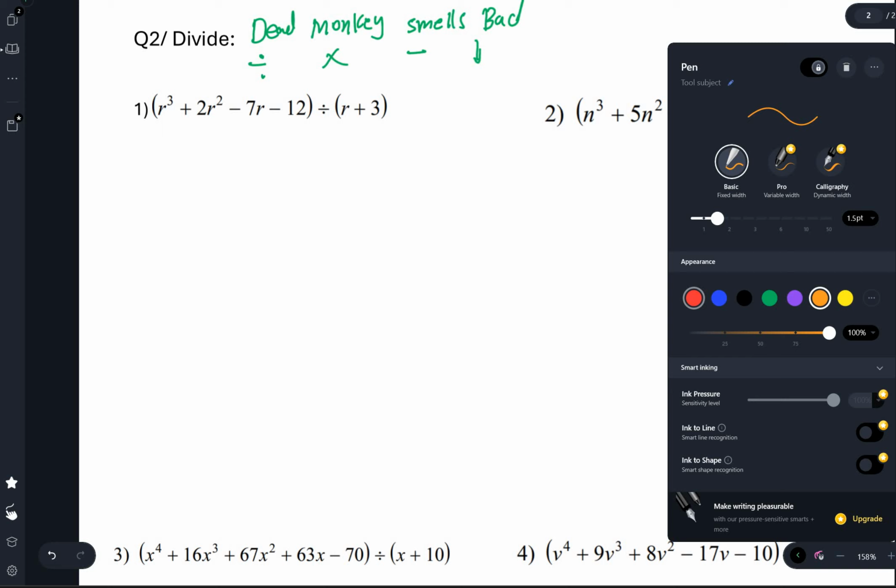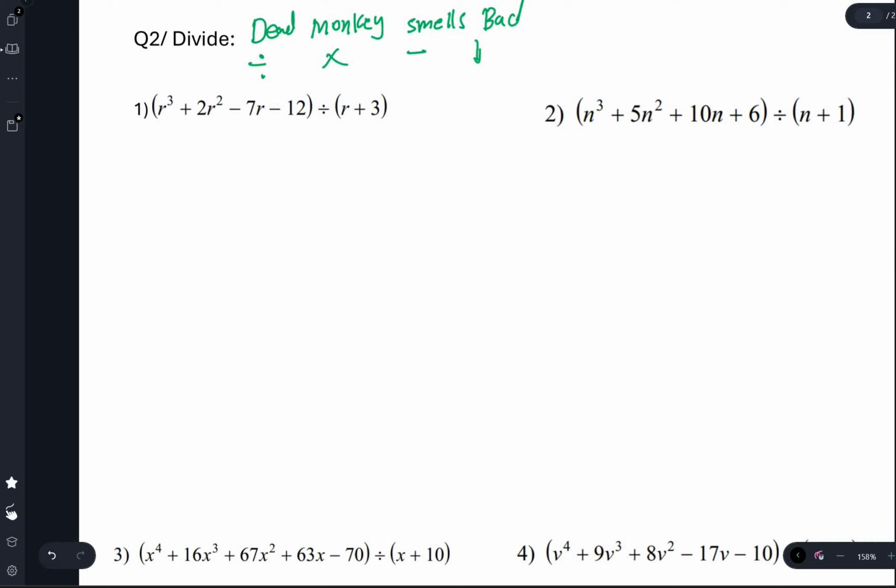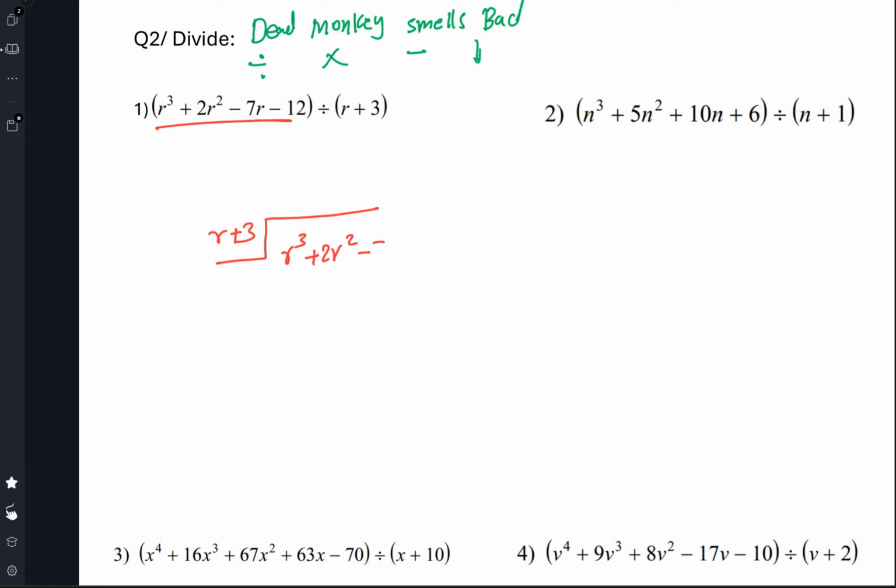Alright, let's solve. Look, you will draw long division. The small one, which is r plus 3, comes here. The first one goes inside, which will be r power 3 plus 2r squared minus 7r minus 12. Okay, class. Right now, what you will do first is just check the first term. First term is r power 3. And the first term here is only r.